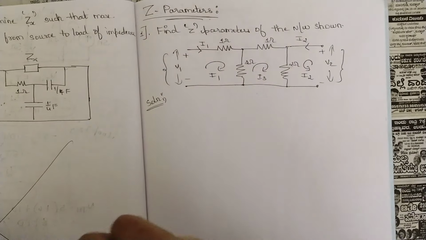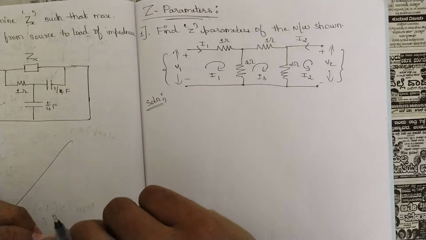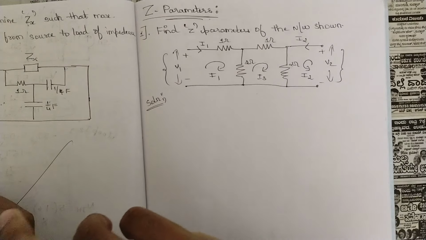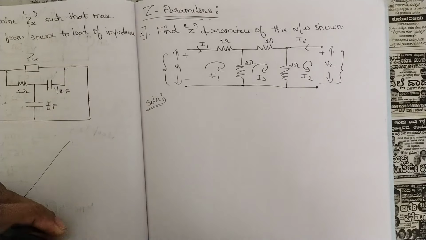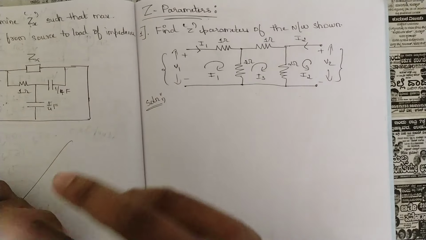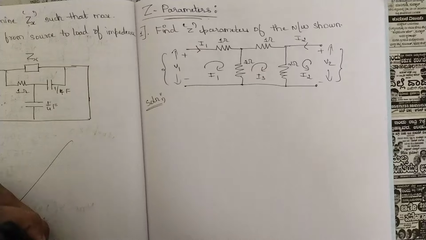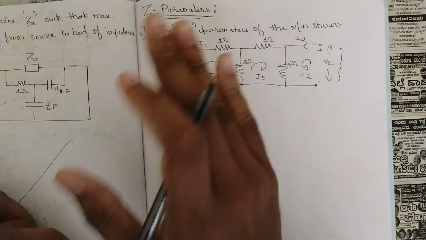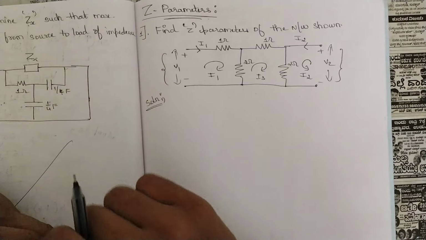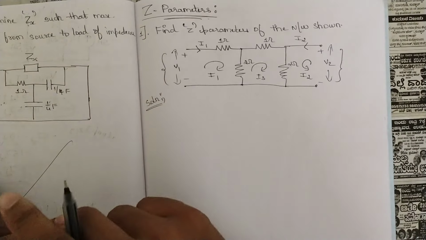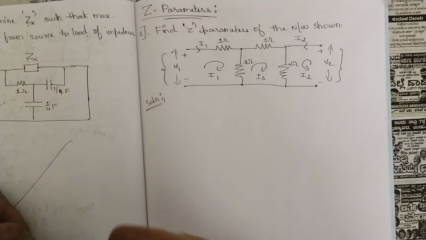In our previous video we started with the new module, and the name of the module is two port networks. In that module we started with the first chapter, which is two port networks itself, and we discussed four different parameters along with some of the basics of two port networks. The four parameters are Z parameters, Y parameters, H parameters and T parameters.